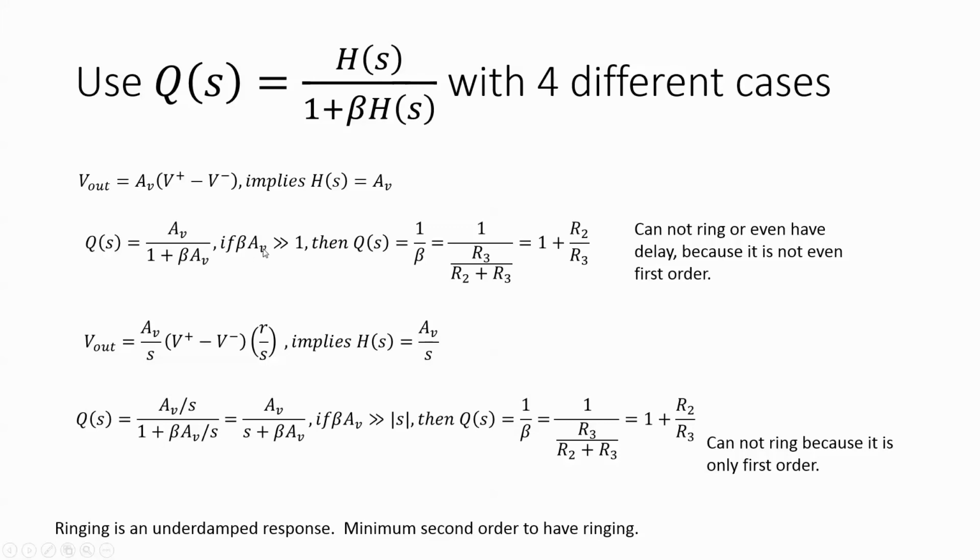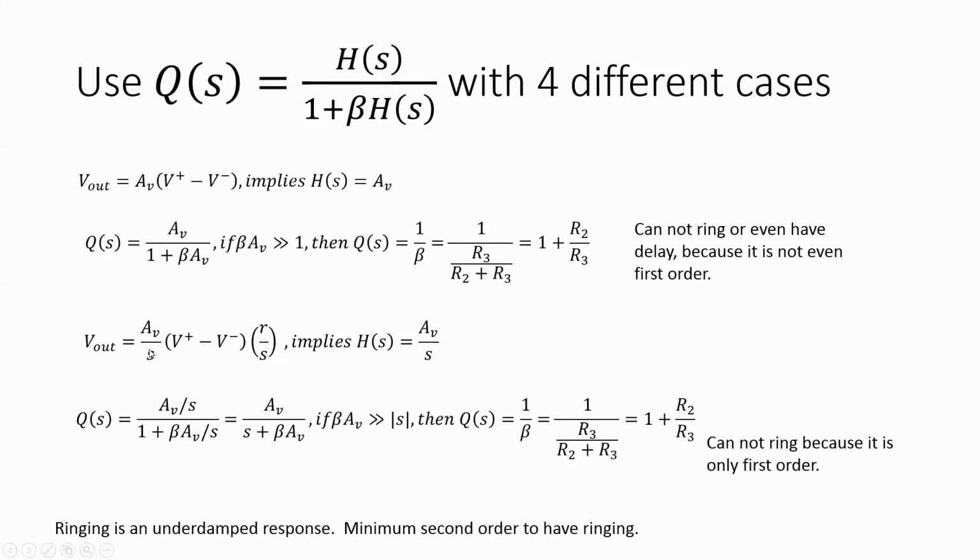Well, if beta AV is much greater than 1, then the AVs will cancel. You get 1 over beta, which is 1 over that voltage division, which gives us our classic non-inverting op-amp gain. This can't ring because it doesn't have any memory elements or S terms. That's like a DC equation.